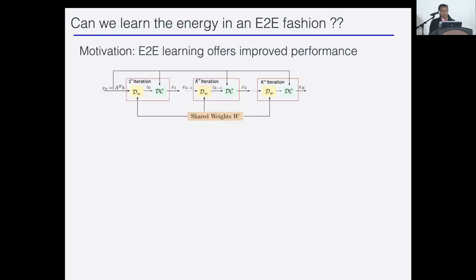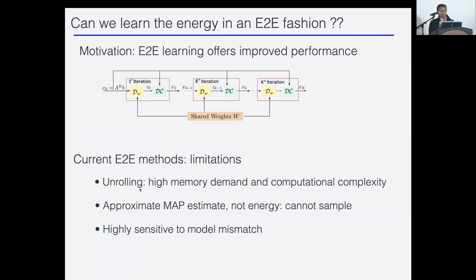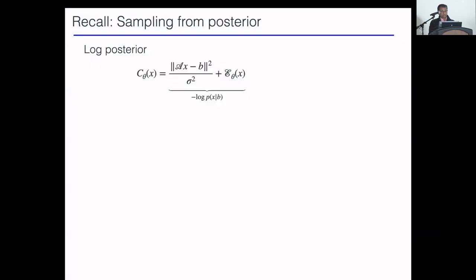So the motivation is that end-to-end learning offers improved performance, but we know that these unrolling-based methods are associated with high memory demand, and you're basically only approximating the MAP estimate and not the energy, so this makes sampling a challenge. And then it's also highly sensitive to model mismatch.